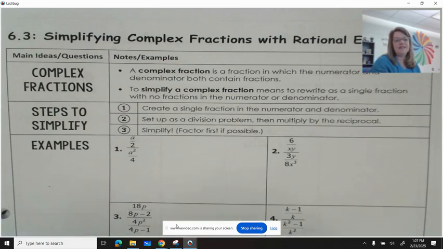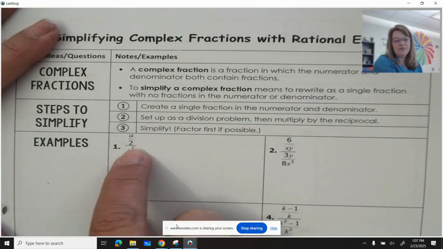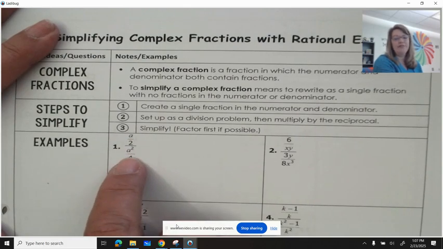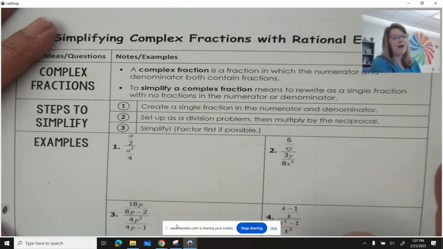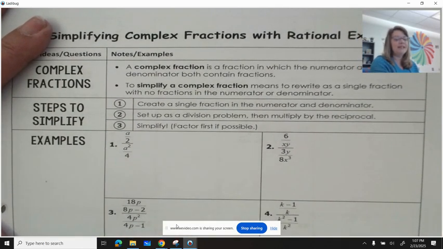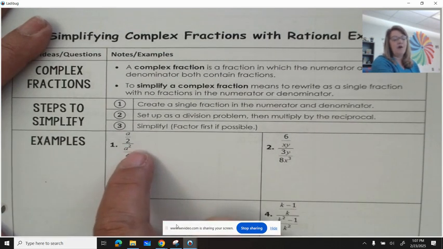So the nice thing about 6.3, simplifying complex fractions, is we're going to kind of do all of that with this lesson. A complex fraction is a fraction in which the numerator and the denominator are both fractions. So like in number 1 right here, this a over 2 divided by a squared over 4 is a fraction divided by another fraction. I think we already know how to do that. This is just written a little different. So these first few start out really easy because it's already one fraction divided by one fraction.